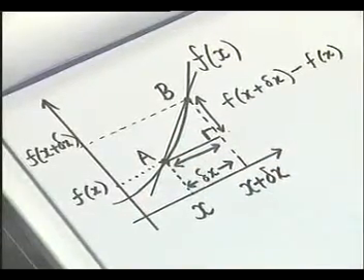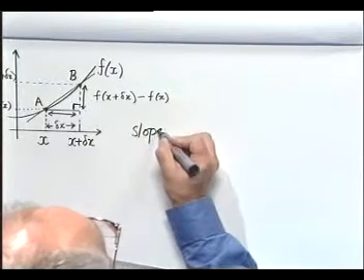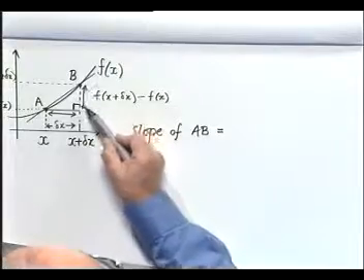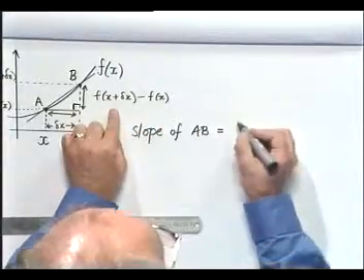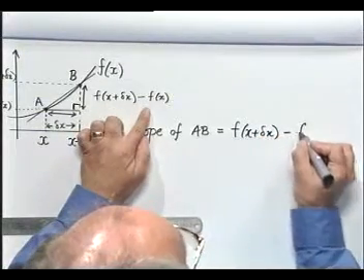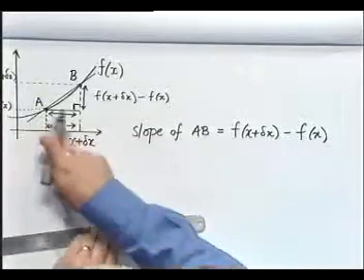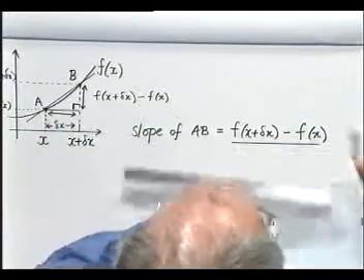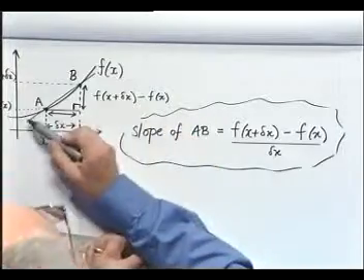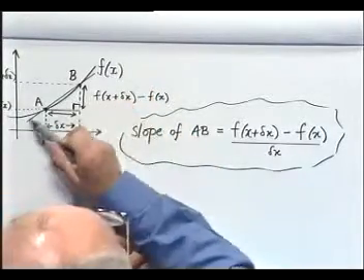So now we're in a position to write down a formula for the slope of the line through A and B. We say that the slope of AB is equal to this vertical distance, which we've got here, f of x plus delta x minus f of x, all divided by the horizontal distance, which is just delta x. What's this that we found here? This quantity is the slope of this line through A and B.